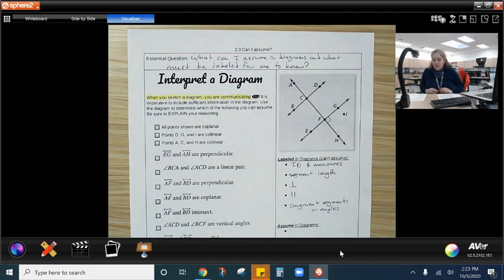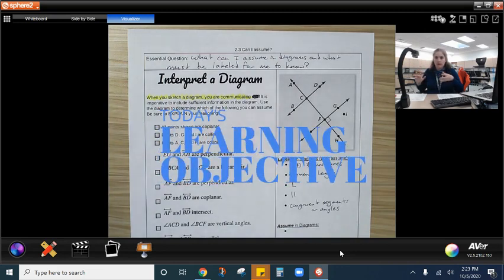Hello, geometry. So this year I'm really modifying chapter 2 because of COVID. I know that proofs can be a struggle even when we're in person, so we're still going to be justifying a lot, but just so you know, this is a modified chapter.